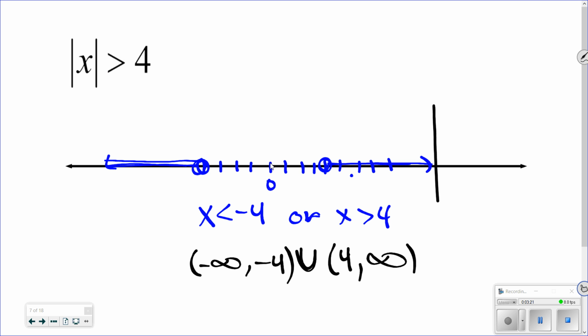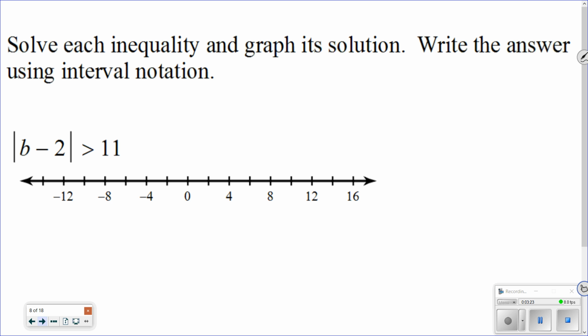Okay, so let's talk about how to actually solve these. If you have an absolute value inequality, it says solve each inequality, graph its solution, write the answer in interval notation. So on this assignment, it's asked us to write it in interval notation. The way I do this is: step number one, you write it as an equation. So take the absolute value of b minus 2 equals 11. I'm just going to solve that equation.